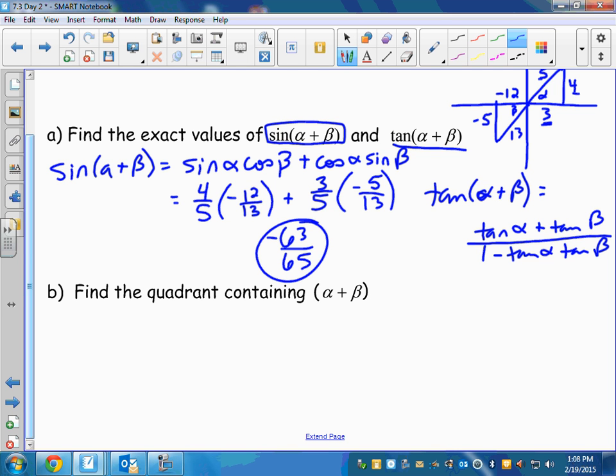Tangent of alpha is going to be what? 4/3. Right? Tangent is y over x, or opposite over adjacent. And tangent of beta is going to be a positive number because we're going to get negative 5 over negative 12, which is just 5 over 12. And then on the bottom, it's the same numbers, just now it's 1 minus them multiplied together. This is where if you use your calculator, I'm okay with it. I actually showed a little more work on this one because I did the top and then the bottom separately. But as long as you show me this step and then you show the answer, I'm okay if you do it all at once.